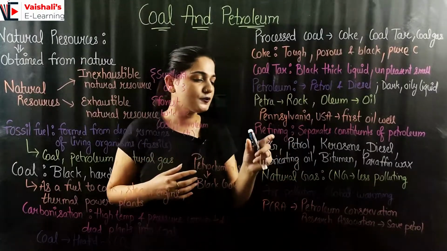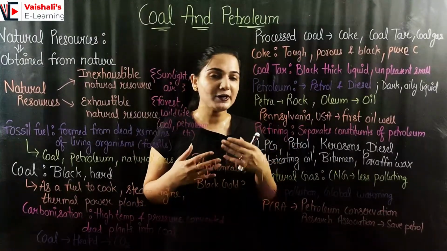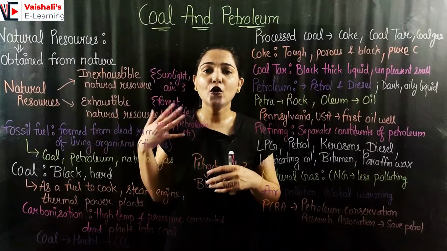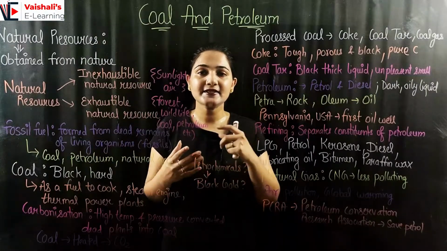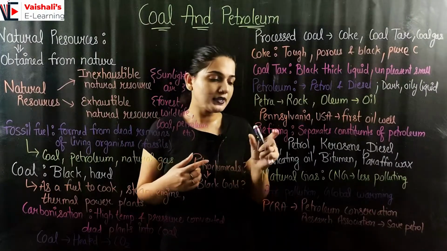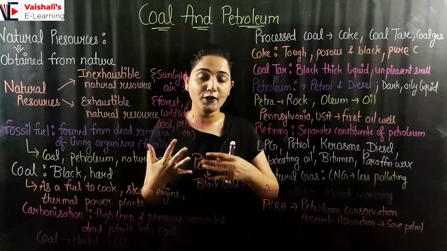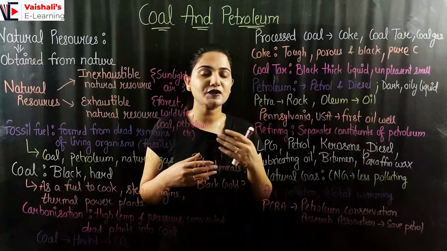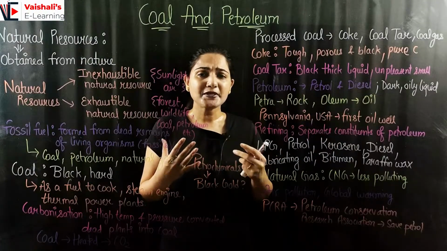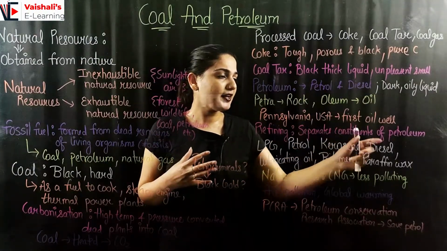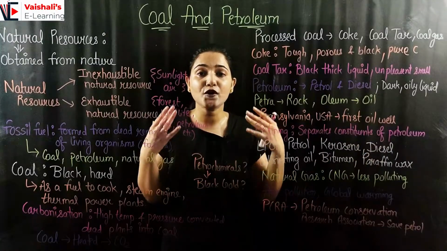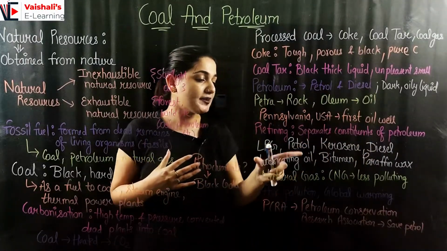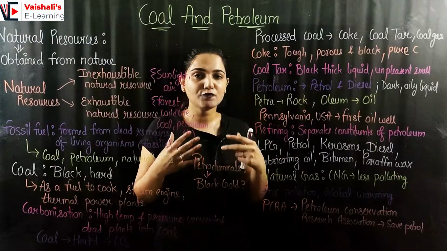But the major constituents are LPG, liquefied petroleum gas, which we use in our home, in the cylinders; the fuel that we use for cooking is LPG. Then we have petrol for light weight motor vehicles. Then we have kerosene, which is used for the lamps and other devices that we have at our home. Then we have diesel, which is used for heavy weight automobiles. Then we have the lubricating oil, which is used for lubrication.